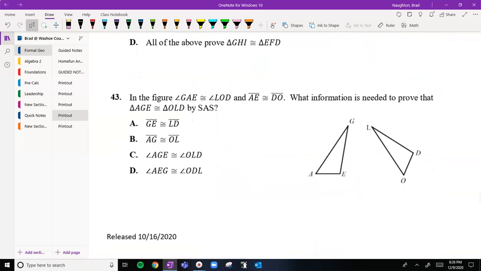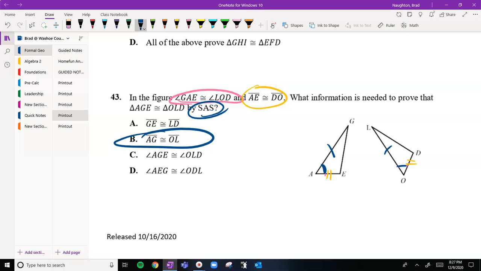All right, 43. So let's label. It says GAE and LOD are the same. Then we have AE and DO, and we need to prove by SAS. So this is our angle right here, and that's going to need the sides on either side. So that pretty much tells us that it's going to be AG and LO. So AG and LO is going to be B.